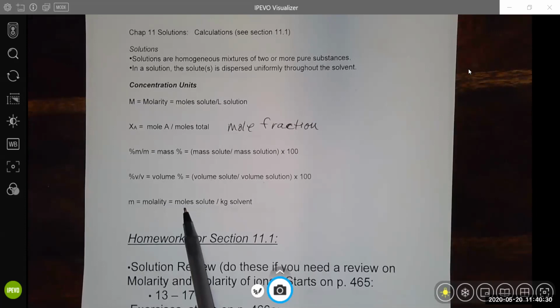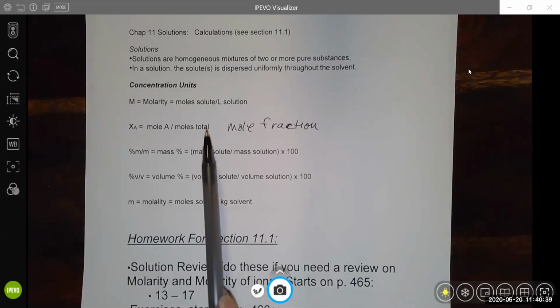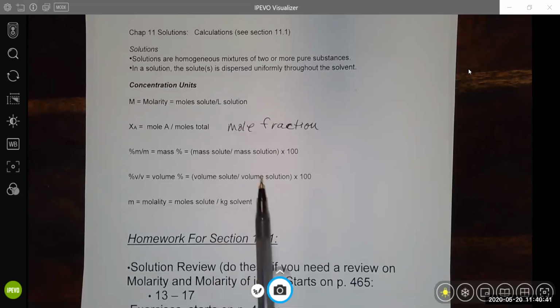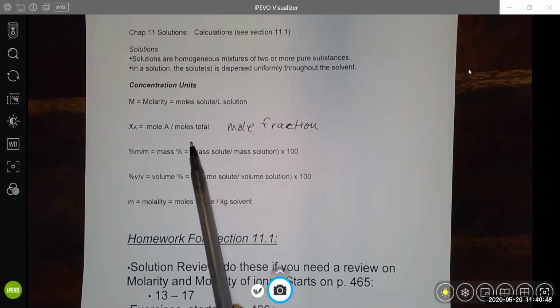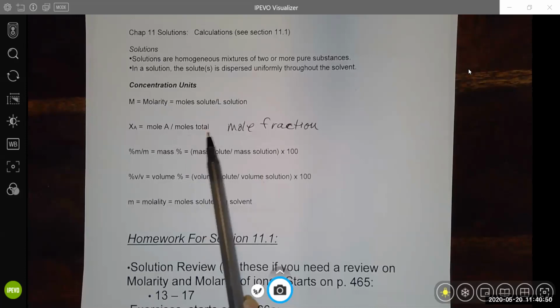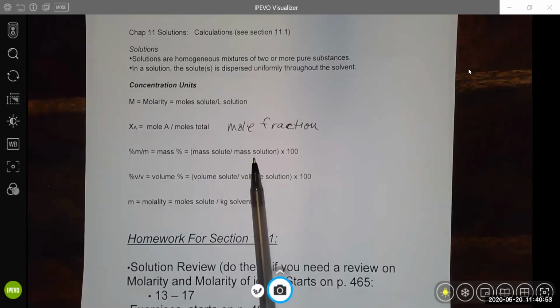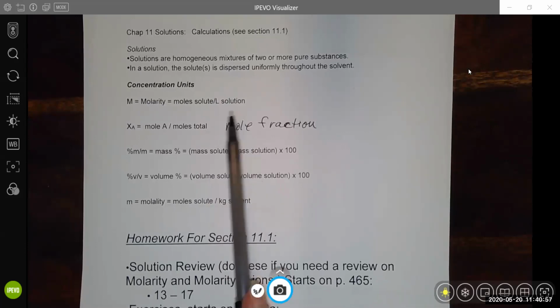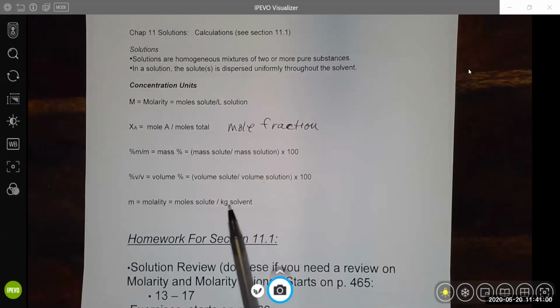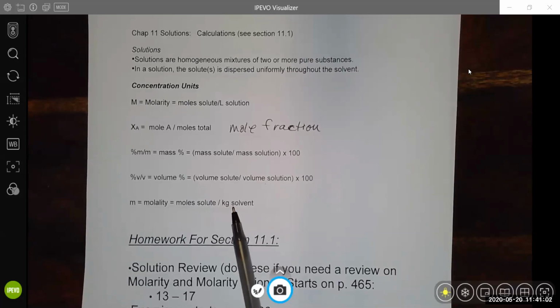Molality is, to get that, you take the moles of the solute, the thing that's being dissolved, and you divide by the kilograms of solvent. So this one's the only one of all of these where the bottom, the denominator, is the solvent only. Here we have liters of solution. Here we have moles total, so that would be of the solution, of everything that's there. Mass of solution, volume of solution. So all these reflect the whole solution, solute and solvent together. Here it's just the solvent. So that's the only one that's a little bit different.